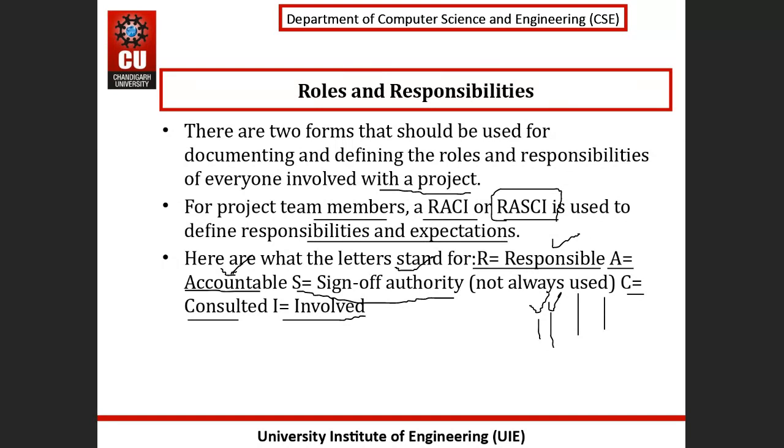Next is consulted. In a project team, there are some persons who are consulted for different opinions, different ideas, and valuable points that matter for the efficient work of the project. And the last one is involved. Each and every person in the team is involved in the responsibilities, the roles, and the tasks of the project that they are developing. Fine. So till now, if someone has any doubt, then please ask.